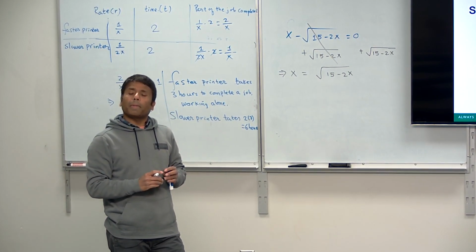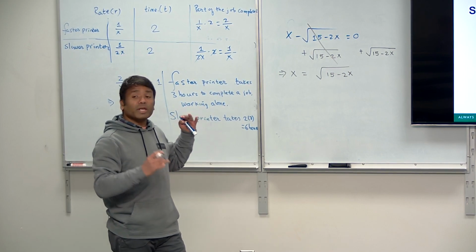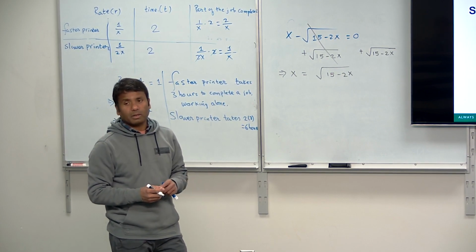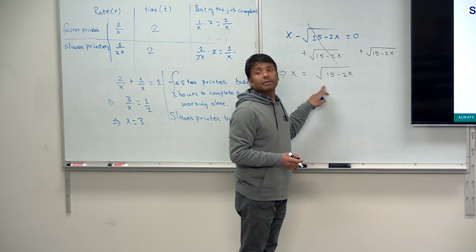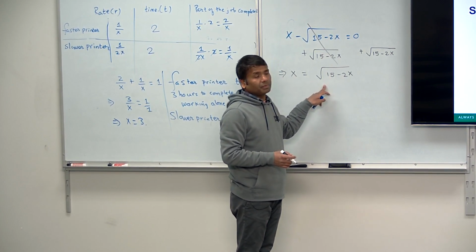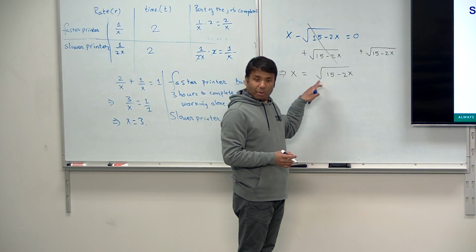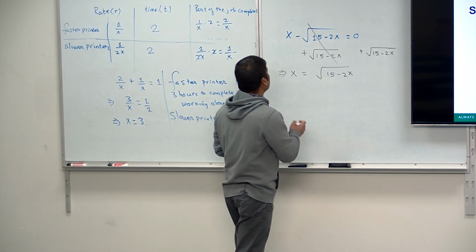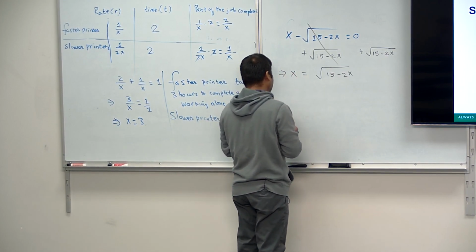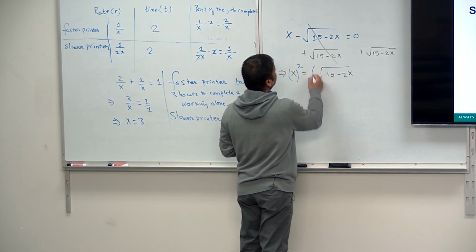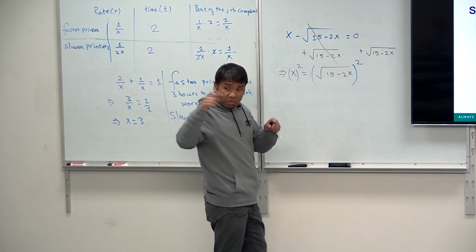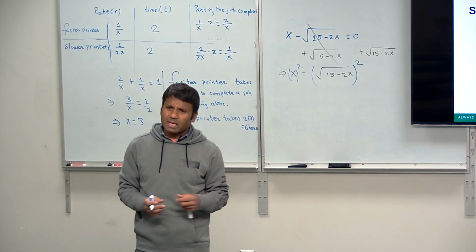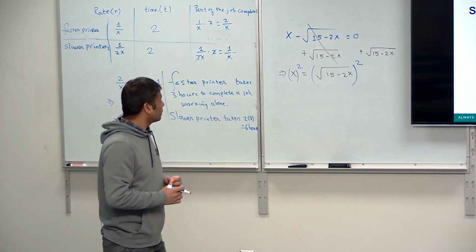Now you need to get rid of the what? Radical sign. How do you get rid of this square root sign? If you have a square root sign, you square on both sides. You square on both sides like this. If you have a cube root, raise to the power 3 on both sides, cubing on both sides. Does that make sense? You see what I'm talking about, right?